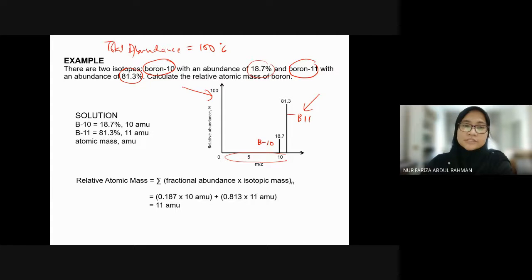Sometimes it's not given. Sometimes one of the percentage abundances is not given, but it is understood that you just simply subtract the value in order to get the remaining percentage abundance. Once we have all the values, we can insert them into the formula and finally calculate the final answer.